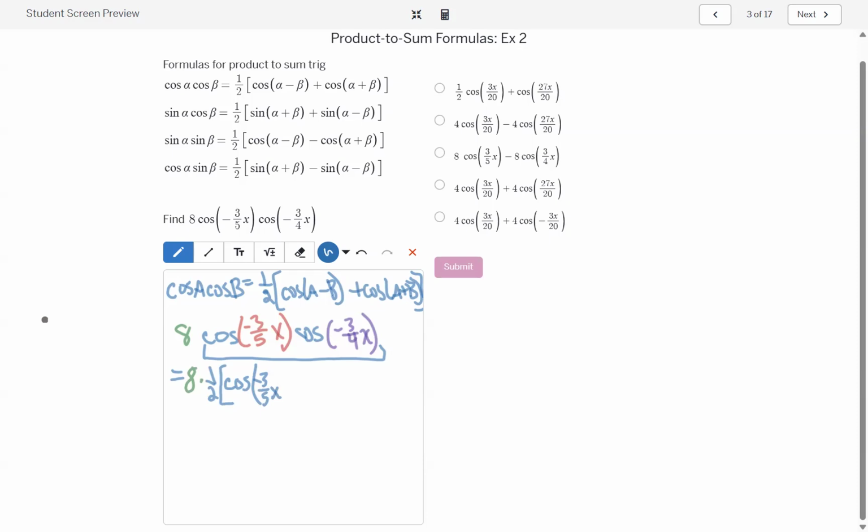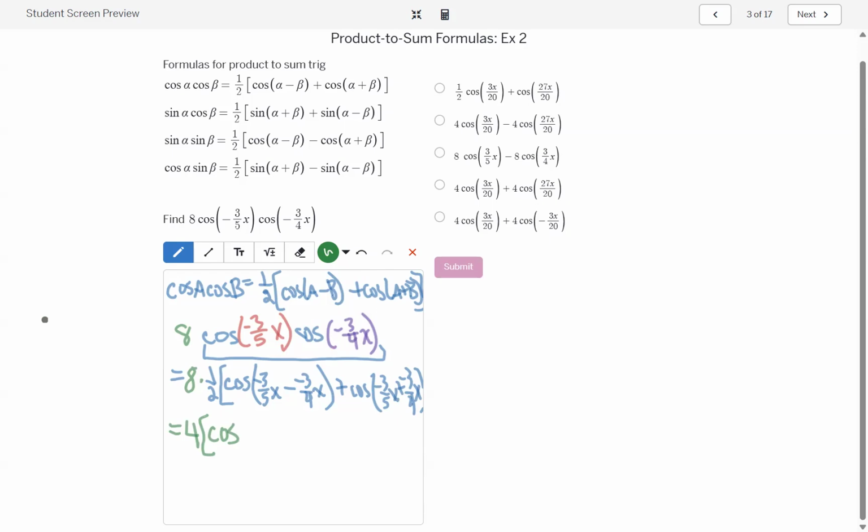So we'll have -3/5 x minus -3/4 x, the cosine of that, plus the cosine of -3/5 x plus -3/4 x, which is just very much a mess. Why did we have such a ridiculous looking thing? All right, 8 times 1/2 gives us a 4. And this is absolutely the point where I would pull out a calculator, because to hell with doing all that by hand.